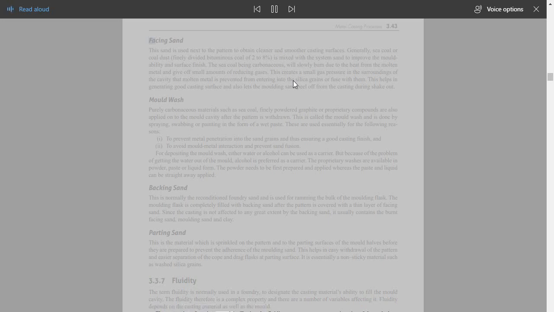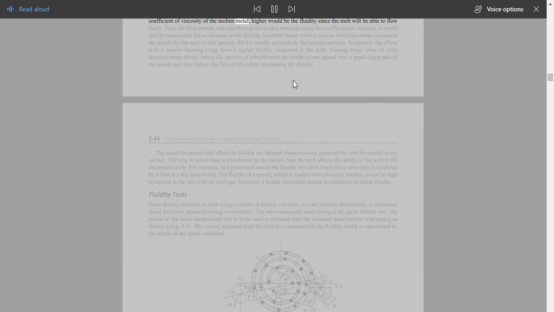The properties of casting material affecting the fluidity to a great extent are viscosity of the melt, heat content of the melt, surface tension, freezing range, and specific weight of the liquid metal. Lower the coefficient of viscosity of the molten metal, higher would be the fluidity since the melt will be able to flow freely. Since the heat content and superheat of the molten metal decrease the coefficient of viscosity, it would also be responsible for an increase in the fluidity.